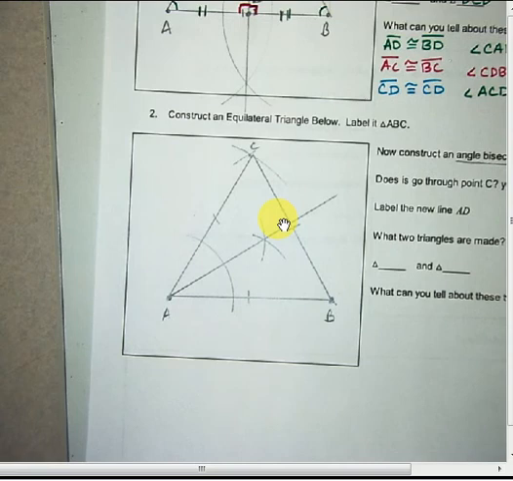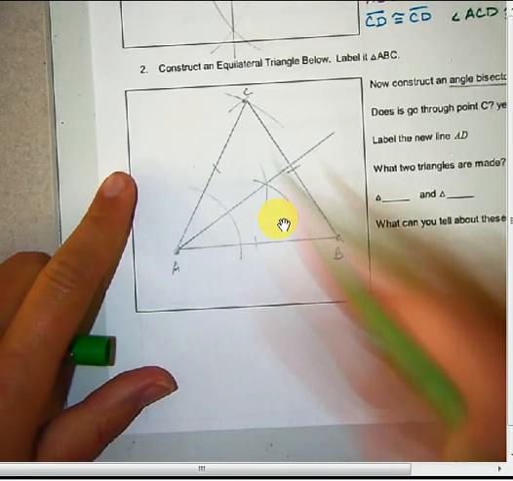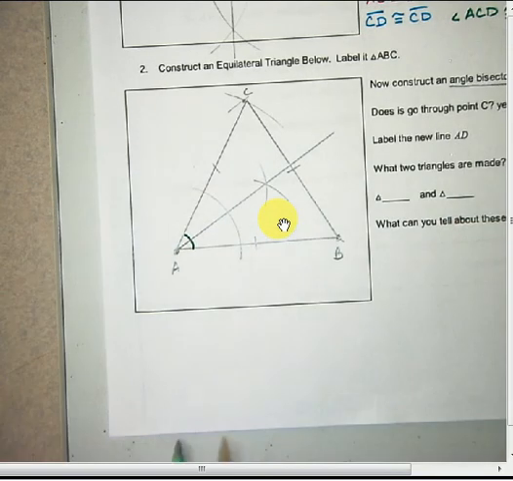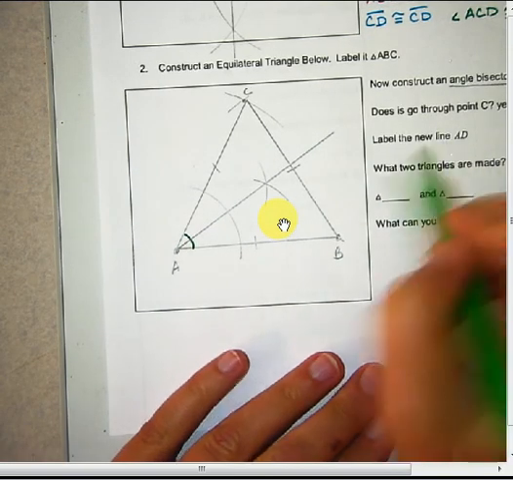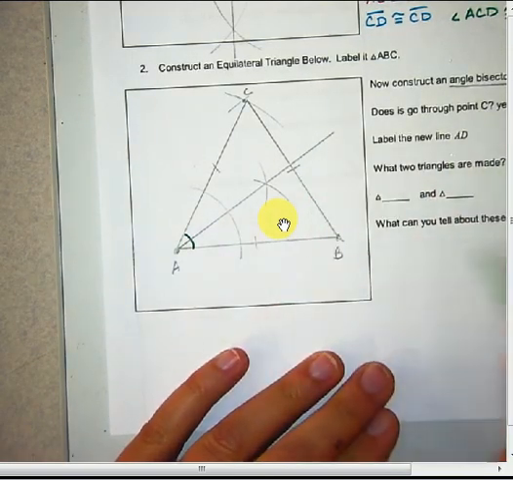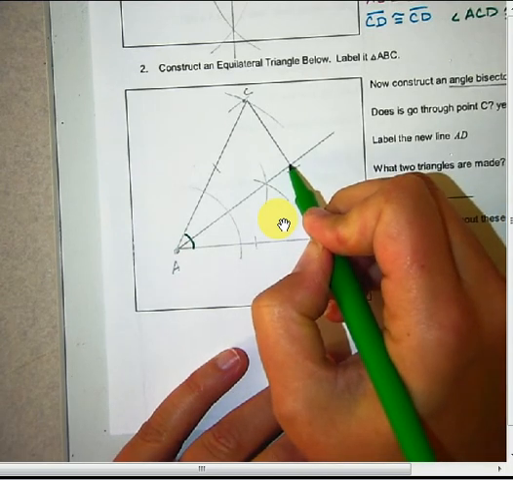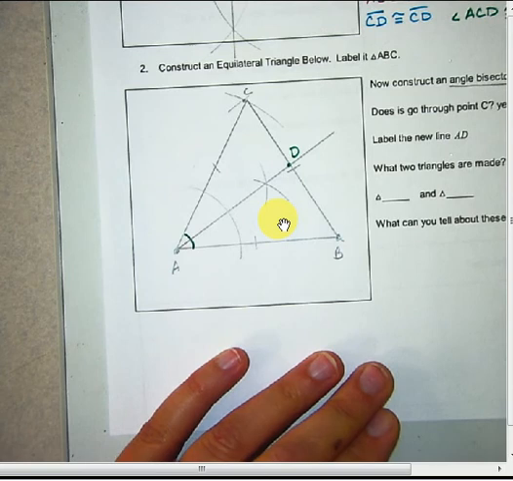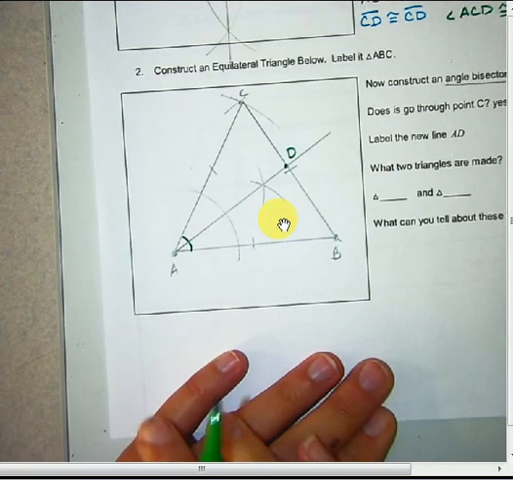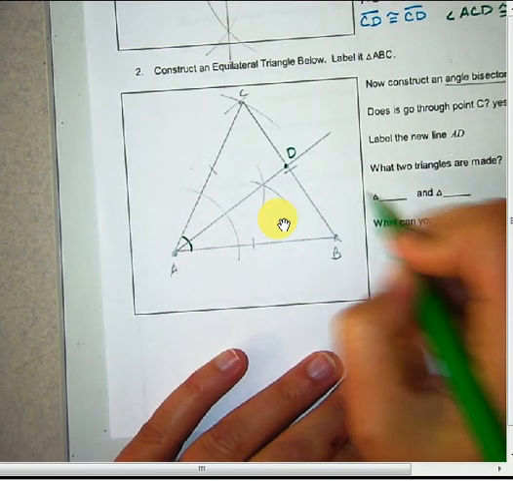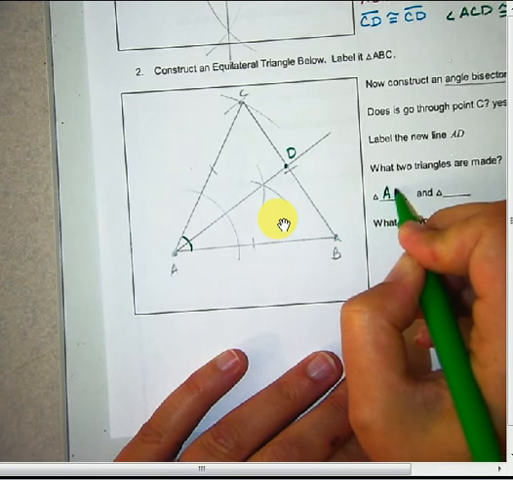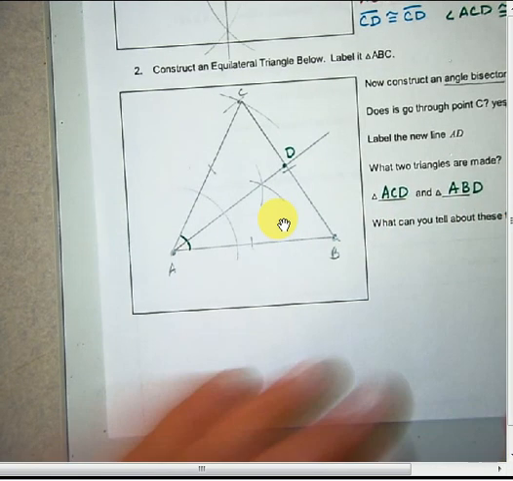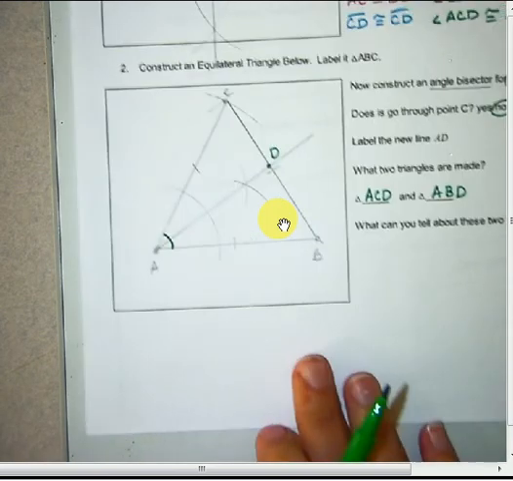So angle bisector, by definition, tells me that this is equal to this, right? Those two angles are the same. All right. Does this go through point C? No, it doesn't. Label this. Okay, so this will be A, this will be D. Awesome. Again, I get two triangles, right? My first triangle, I'll say ACD, and then ABD. Awesome. So what do we know about these two triangles?